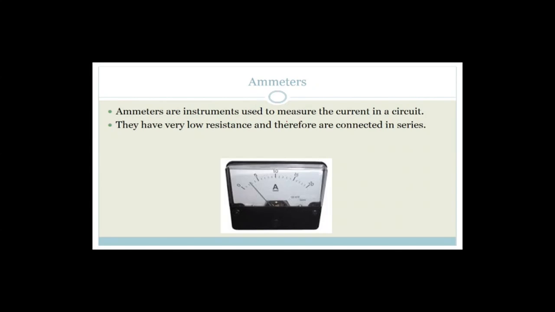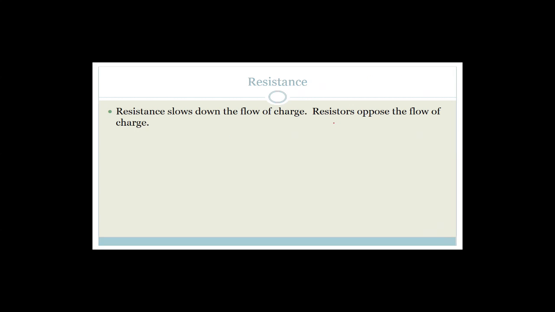Ammeters are instruments that are used to measure the current in the circuit. So they are used to measure the rate at which the electrons are flowing around the circuit. In other words, they're measuring how fast, because whenever you see rate, you need to think divide by time. They've got very low resistance and therefore are connected in series. They're connected in series, but their resistance is so low that they don't actually mess with the current at all. Okay, so now let's talk about resistance.